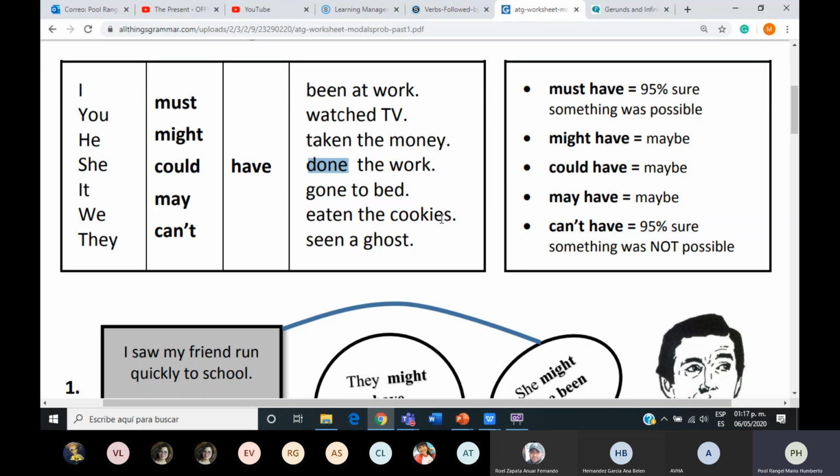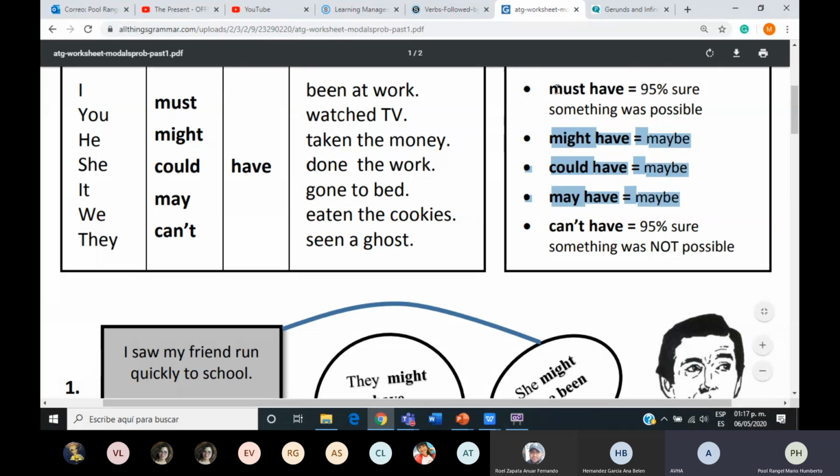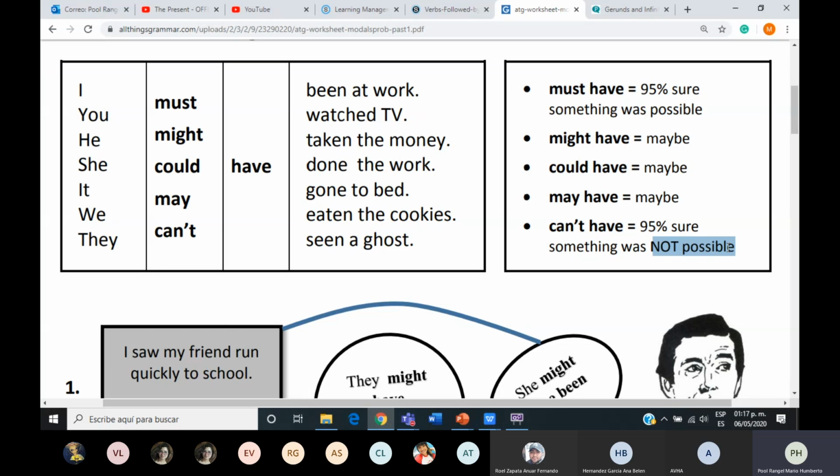Tú te las comiste, canijo. Or she may have taken the money. A lo mejor, ching, yo tenía 100 pesos aquí, no los encuentro. Well, she may have taken the money. Maybe. Y por eso, fíjate, might, could, may, todos lo toman así como que, pues, un maybe. ¿Sí? Y bueno, must have is like 95, 99% sure. Y can't have, it's 95, 99% sure that it's not possible.